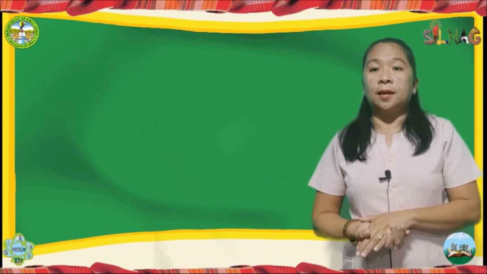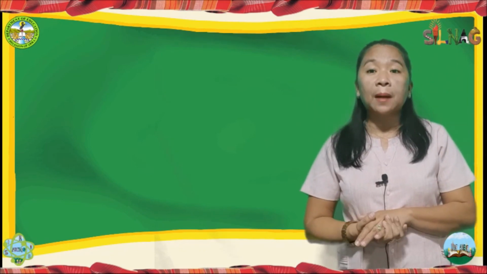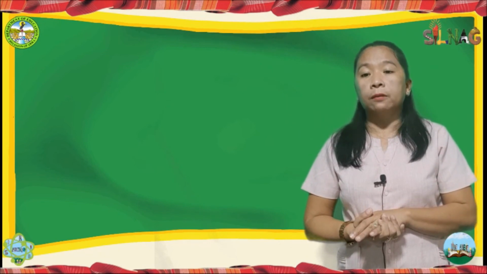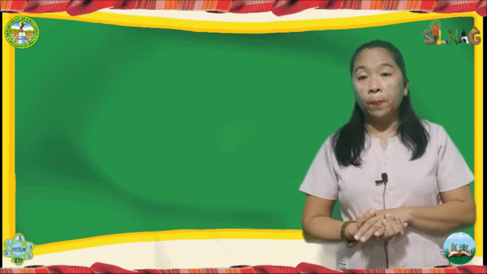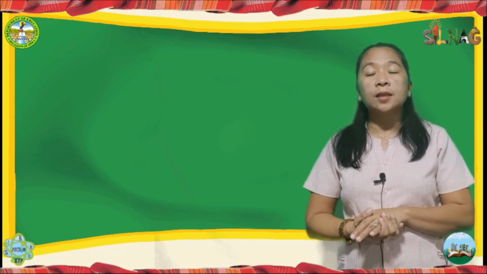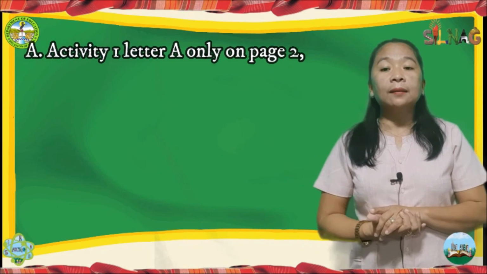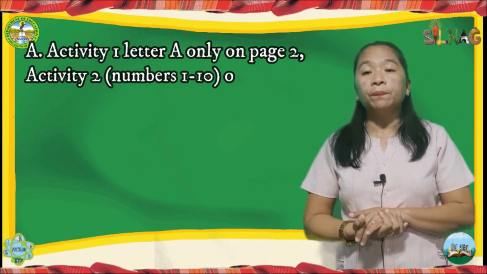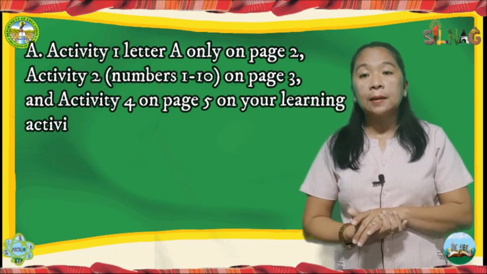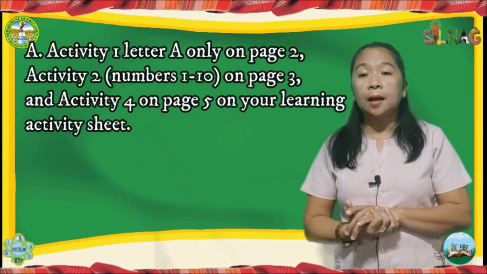That is for today. I am glad that we finished 3 learning competencies from our lesson. Now that you have learned how to evaluate functions and perform operations of functions, continue doing the following to enhance these skills. Work on Activity 1, letter A only on page 2. Activity 2, numbers 1 to 10 on page 3. And Activity 4 on page 5 of your learning activity sheet.